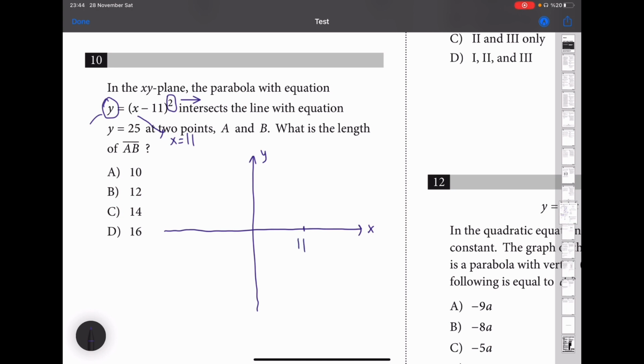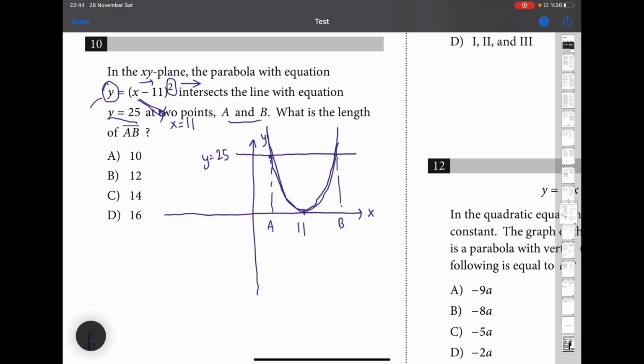So let's investigate the behavior. When x is increasing in the positive x direction, y is increasing with power of 2. This is the same behavior when x is going in the negative x direction, right? This is the shape of a parabola. And let's draw y equals 25. It intersects at points called A and B, right? How should we find these?